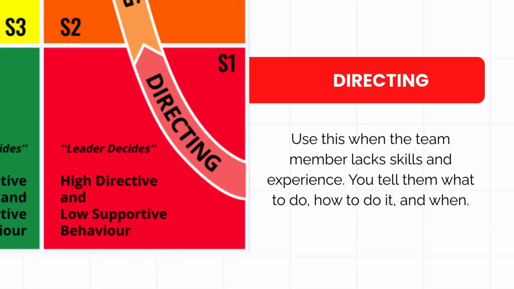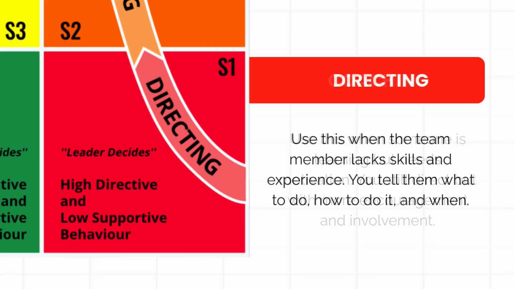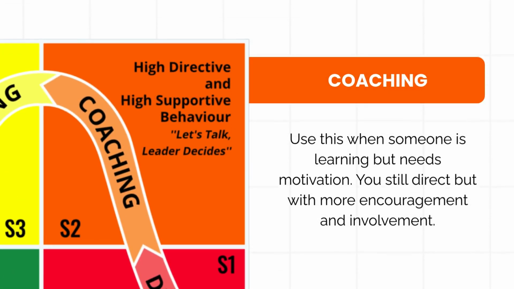Let's start with directing. This is the style you would use when your team members lack both the competence and the confidence, when they don't have many skills or much experience. This is when you would tell them what to do, how to do it, and when to do it. A directing style. Coaching style would be used when someone has some knowledge, but not full knowledge, and also doesn't have full confidence. So they will need more guidance, more encouragement, and more motivation. This is when we would use the coaching style.